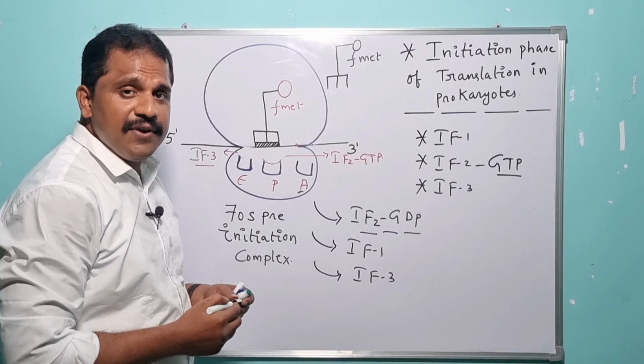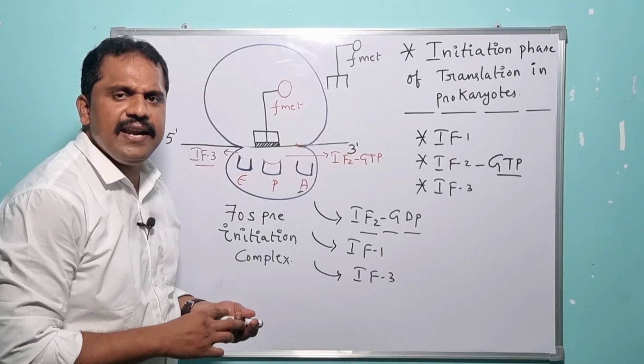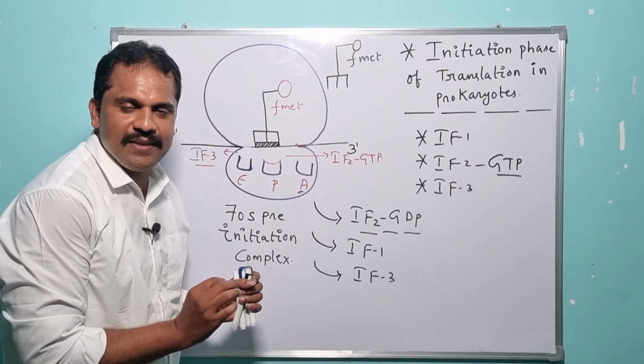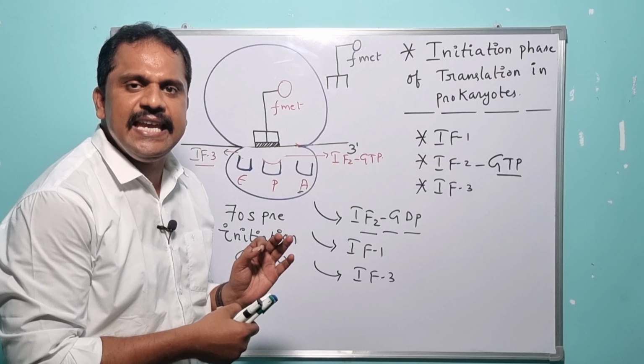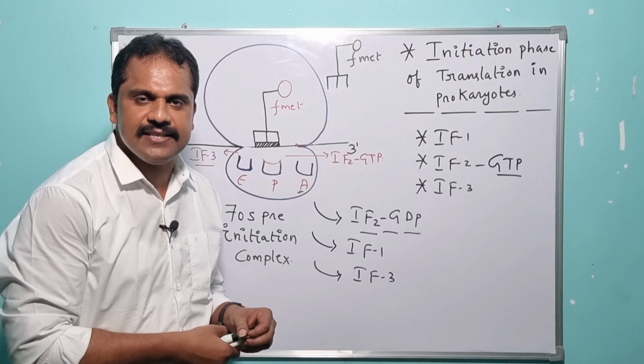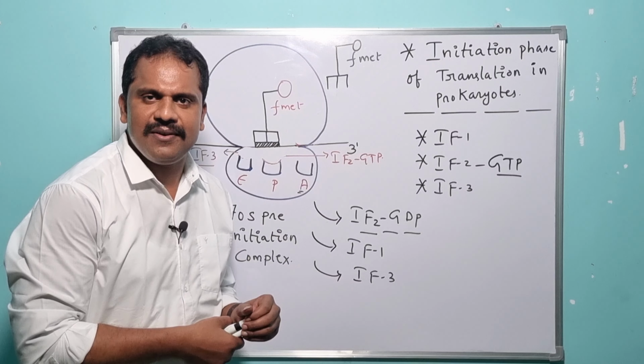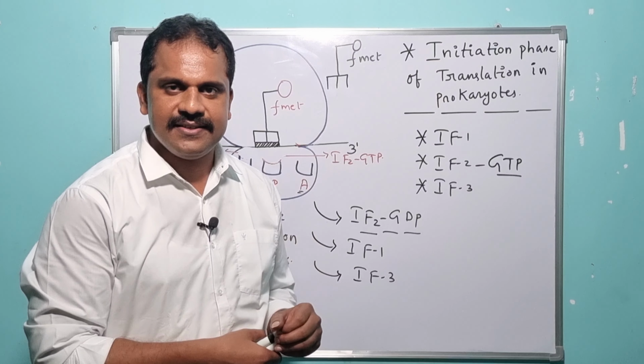Once the 70S pre-initiation complex has successfully formed, it is ready to participate in the elongation phase of the translation mechanism in prokaryotes, which we are going to study in the next upcoming video session.